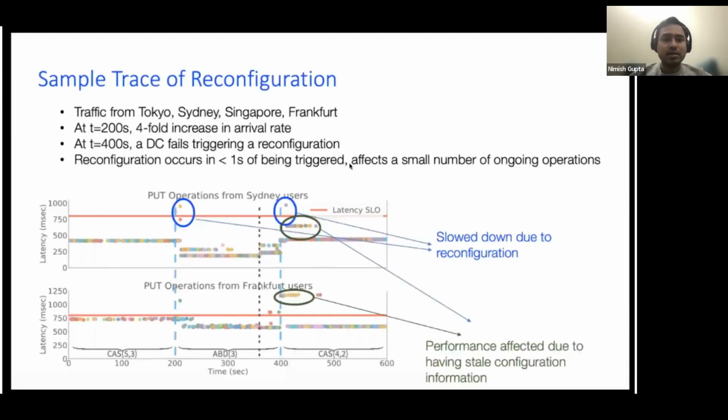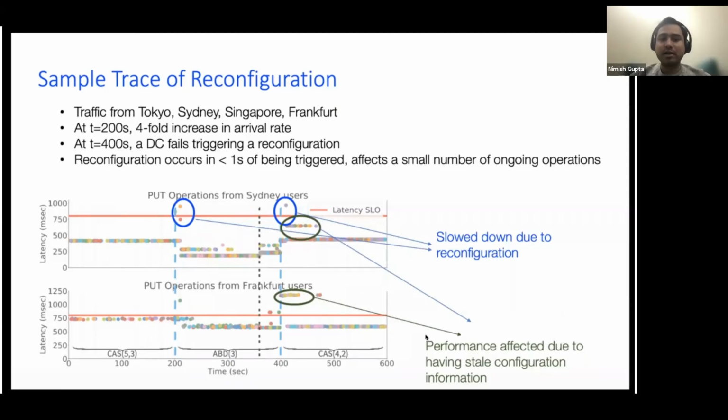And here they discuss the reconfiguration aspect. So the traffic is coming from Tokyo, Sydney, Singapore, and Frankfurt. So at 200 milliseconds, there is a 4-fold increase in the traffic. So as a result, there is a reconfiguration that happens, and there is a slowdown observed due to reconfiguration. And at 400 milliseconds, a data center failure is simulated, which triggers a reconfiguration. And the reconfiguration completes within 1 second.